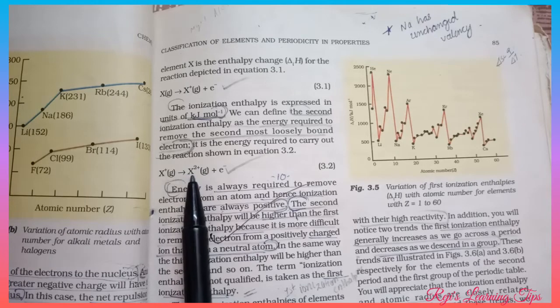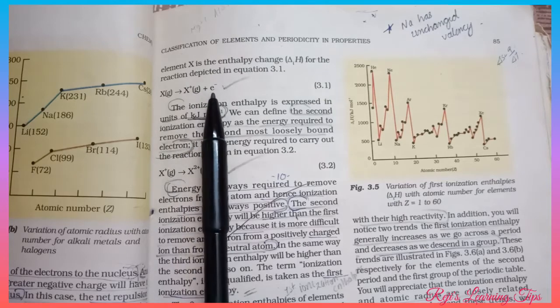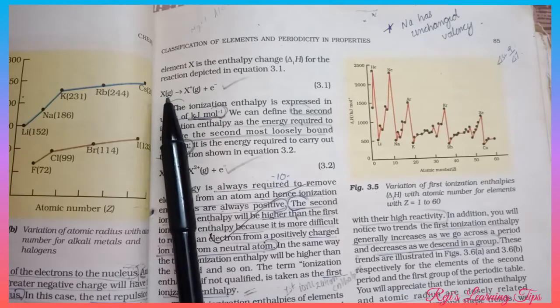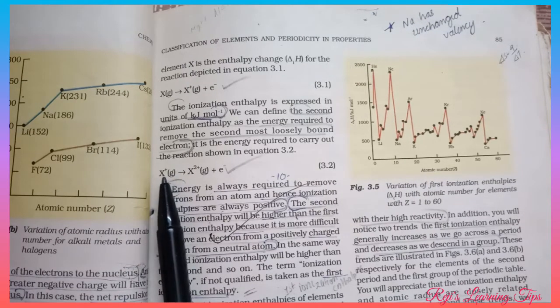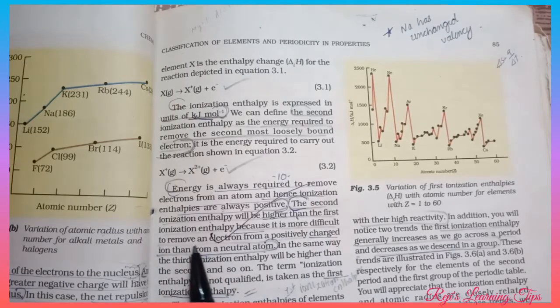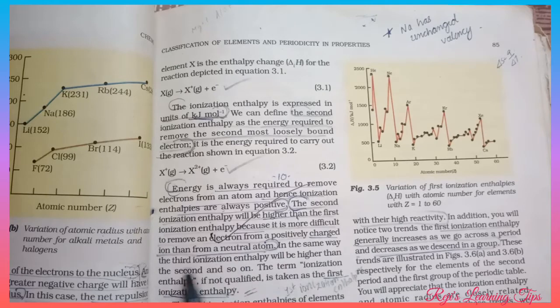The second ionization enthalpy is always higher than the first ionization enthalpy because in the case of first ionization enthalpy, the electron is removed from the neutral atom, but in this case the electron is removed from a positive ion. So a large amount of energy is required to remove an electron from a positive ion. The second ionization enthalpy will be higher than the first because it is more difficult to remove an electron from a positively charged ion than from a neutral atom. Okay, that is very important. In the same way, the third ionization enthalpy will be higher than the second and so on.